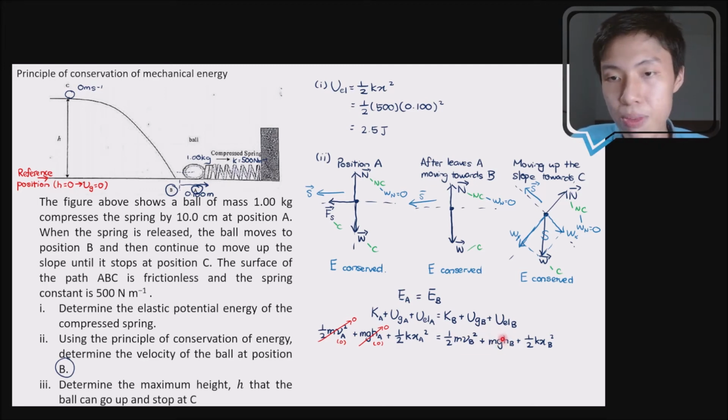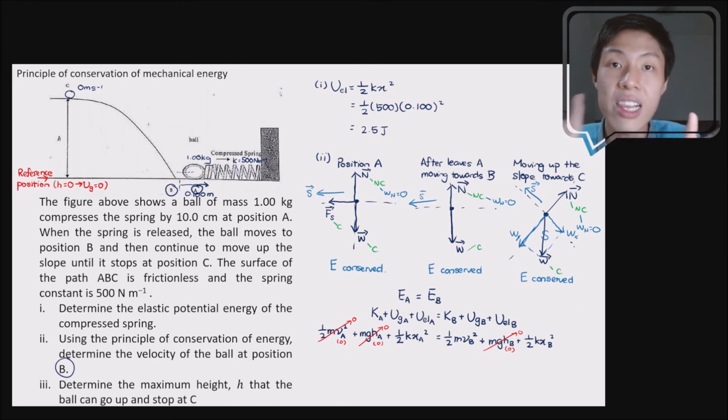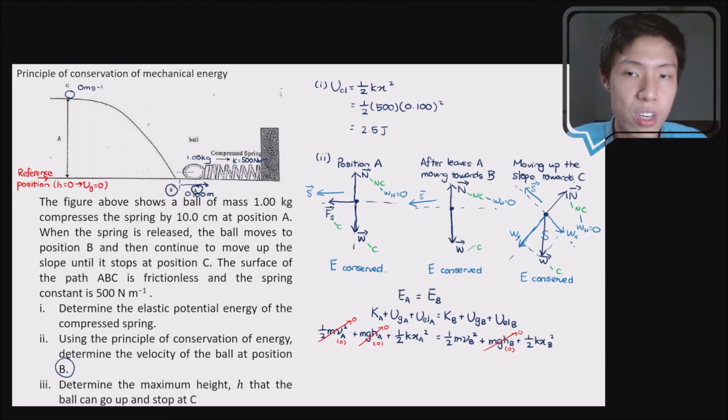Next, the height at position B. Position B is at the same height as the reference position. So you should expect the height for B is 0. So this term here will be cancelled to 0. And next, at position B, the spring has already fully released to its original length. The ball has really left the spring already. So there should be no compression or stretch in the spring. Therefore, you should expect the x here to be 0. Thus, this term will also be cancelled to 0. So now we have cancelled a lot of terms. We are left with the elastic potential energy on the left hand side and the kinetic energy on the right hand side.